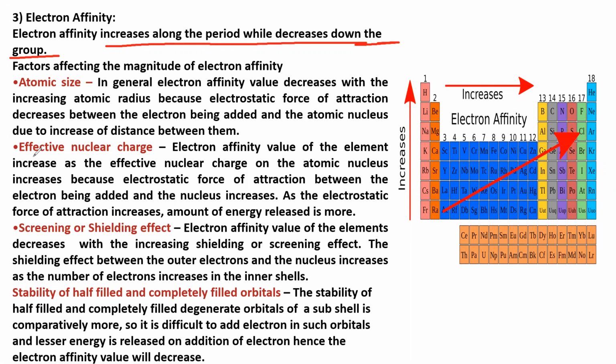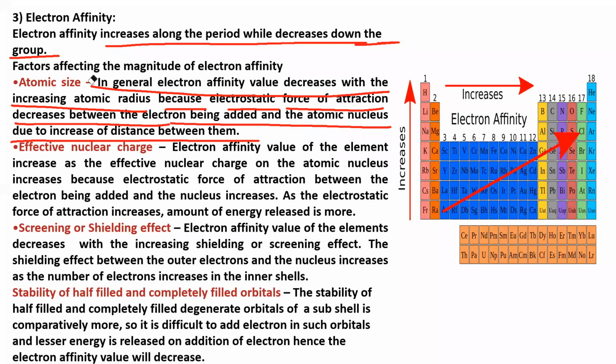Now, the factors affecting the magnitude of electron affinity. First, we have atomic size. In general, electron affinity values decrease with increasing atomic radius, because the electrostatic force of attraction between the electron being added and the atomic nucleus decreases due to the increase in the distance between them. Very important point to see here: in general, electron affinity decreases with increasing atomic radius.